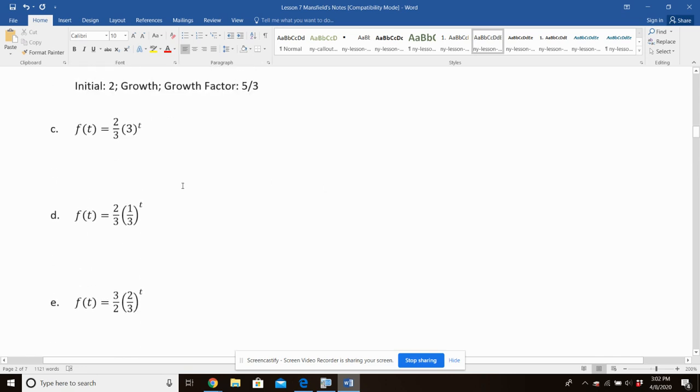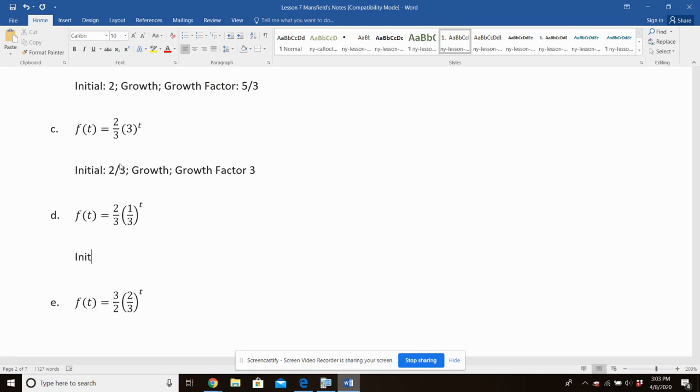Alrighty, guys, your answers from last night's homework. This guy, his initial value would be 2/3. It would be a growth because it is bigger than 1 in the parentheses, and specifically the growth factor would be the number in the parentheses, in this case 3.